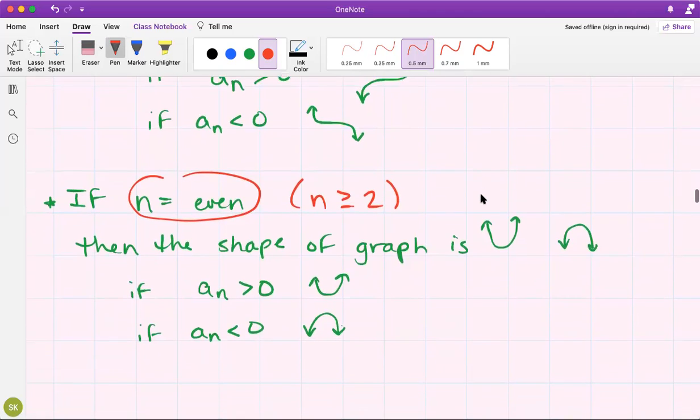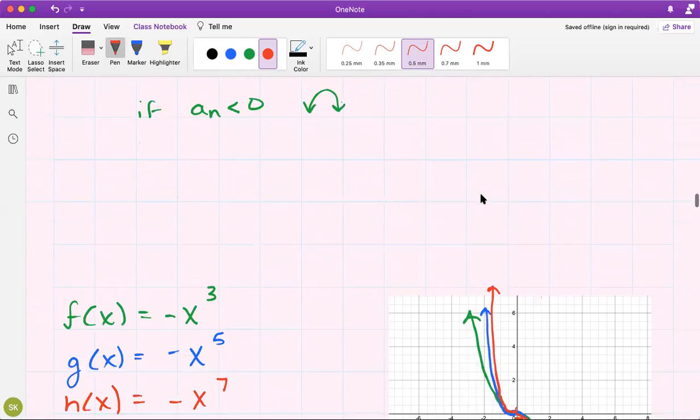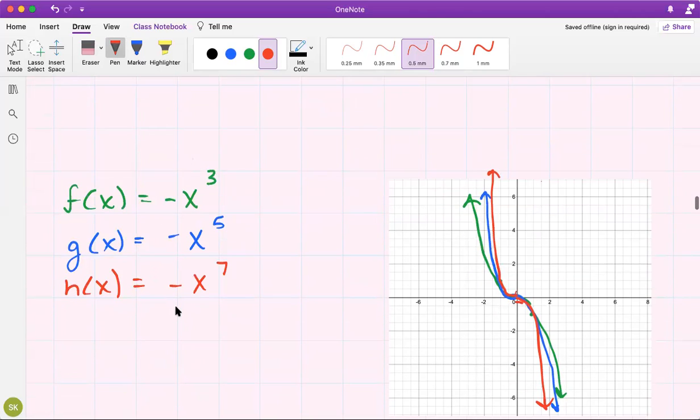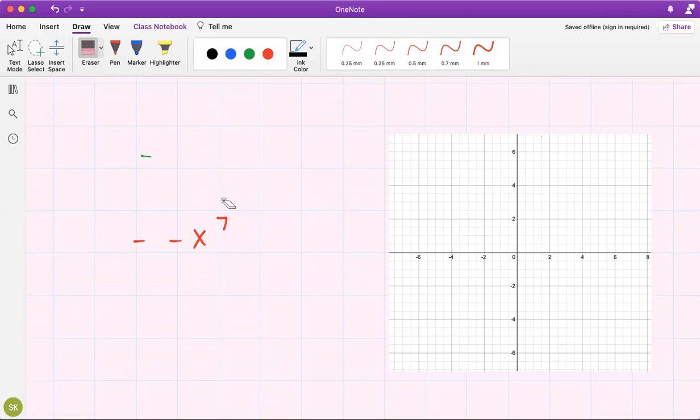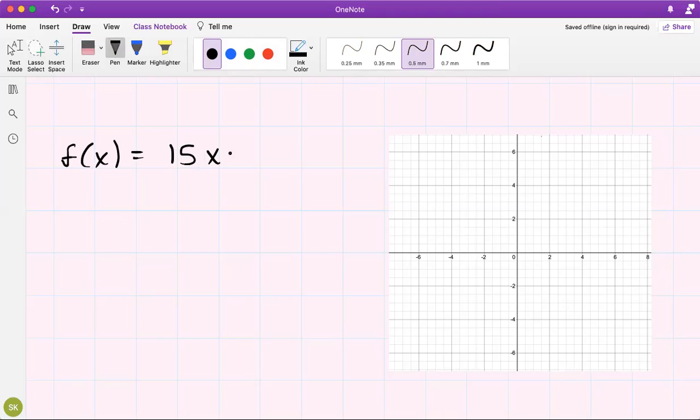So the reason we're learning about this is that now we already see how to graph monomial polynomial functions. So now we can just graph anything that's a monomial. Let me give you an example. So let me just give you a random example. Let's say f of x is equal to 15x to the 20th.